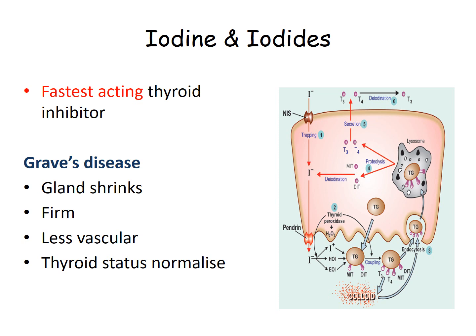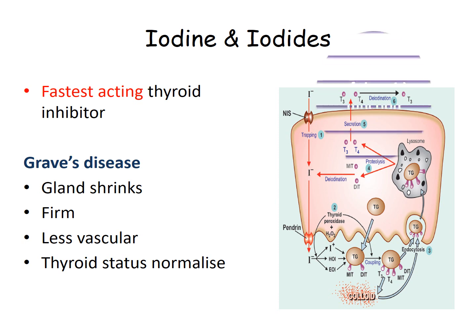In Graves' disease the thyroid gland itself is hyperactive, so we have to reduce the hyperactivity of the gland. In these conditions, when we use iodides, the gland shrinks, becomes firm and less vascular, and the thyroid status is normalized. So if you are planning a surgery, we can easily remove the gland when it is very small, firm, less vascular, and the thyroid status is normalized.